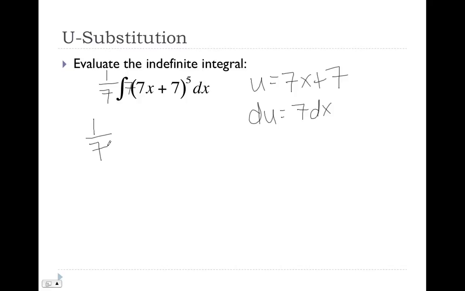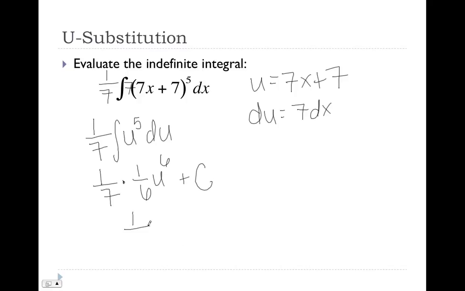So now this is 1/7 times the integral. 7x plus 7 becomes u to the 5th power. 7 dx becomes du. And now this is pretty similar to our warm-up. 1/7, I integrate u to the 5th, and I get 1/6 u to the 6th plus c. And if I simplify all of this, I have 1 over 42. U is 7x plus 7, that's raised to the 6th power, plus my constant of integration.